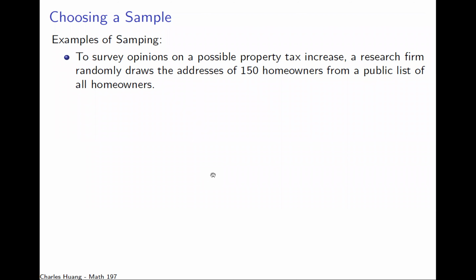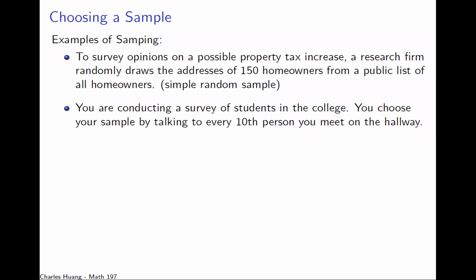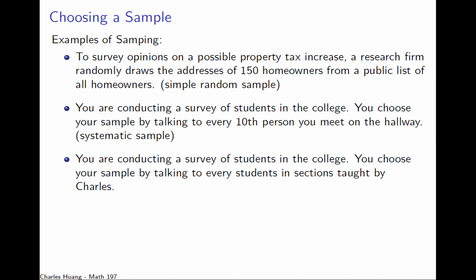Let's go through some examples. Let's say we have a list of all the homeowners. If we draw 150 of them to survey, then what kind of sampling is this? This is, of course, an example of simple random sampling. Let's say I walk down the hallway and talk to every 10th person that I meet. This is systematic sampling.